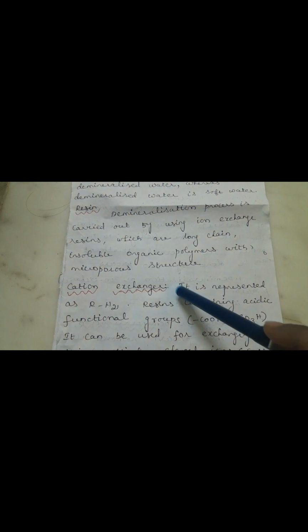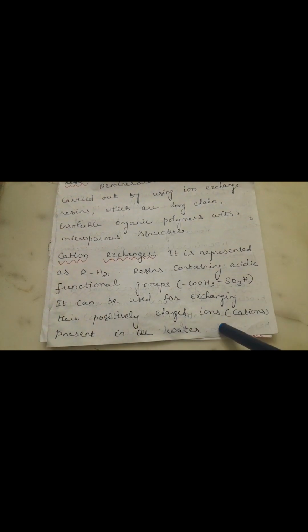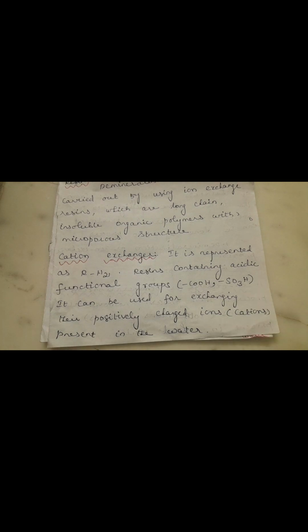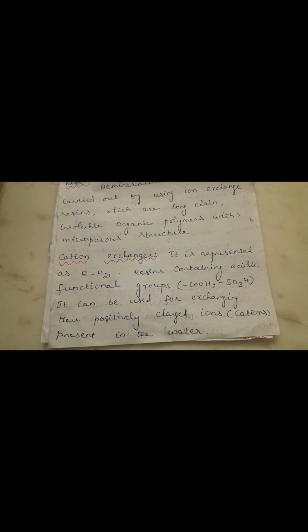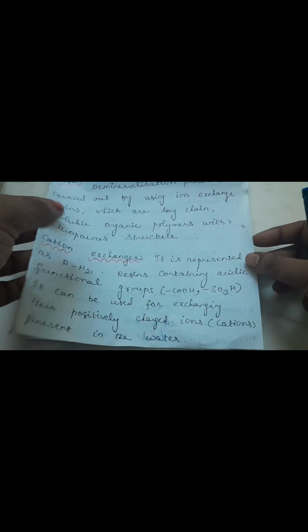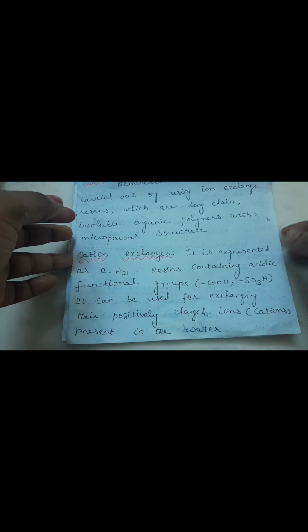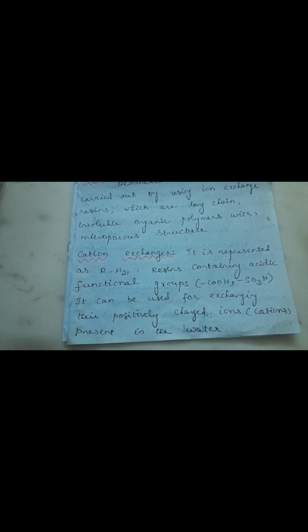This cation exchanger is represented by RH2. The resin contains acidic functional groups, COOH or SO3H. It can be used for exchanging the positively charged ions present in the water. Cation exchanger is used for absorbing all the cations, that is positively charged ions present in the water. All the positively charged ions in the water will be absorbed by this cation exchanger.